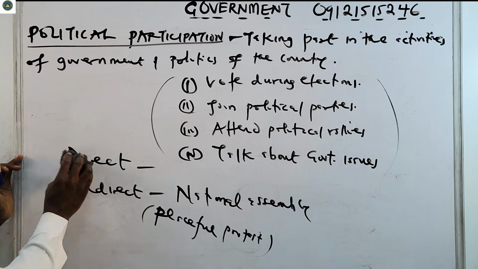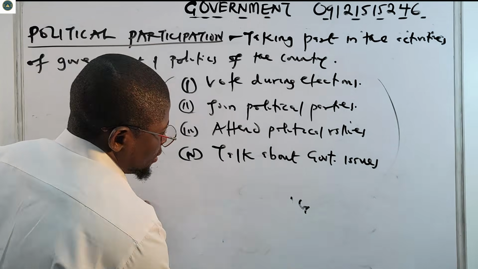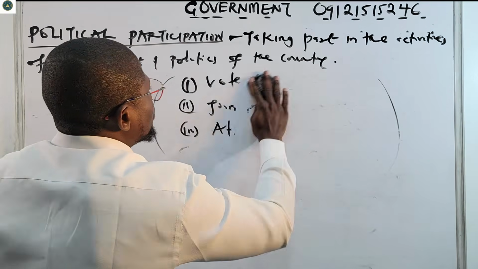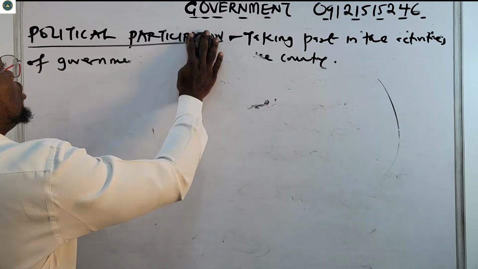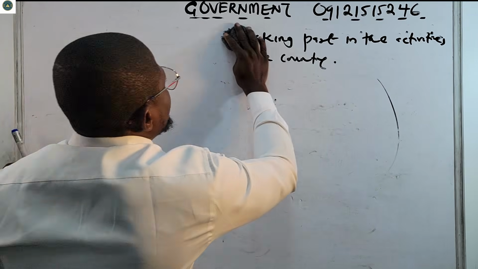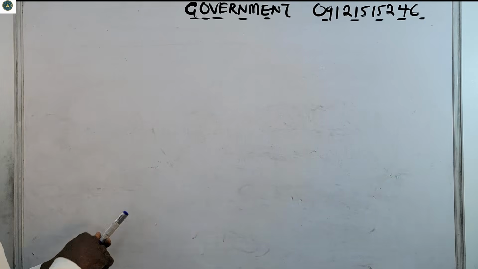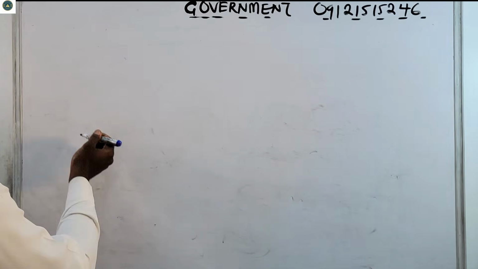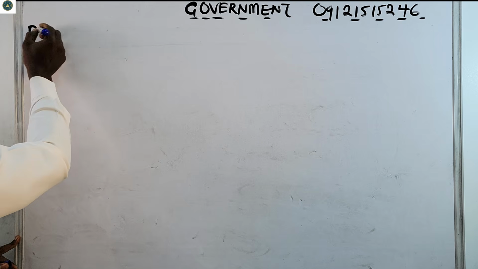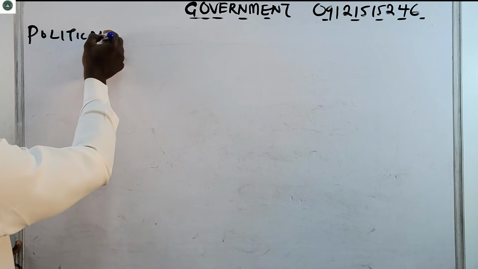All right, so please let us now quickly look at the last part. I know I've taken a lot of time. So let's look at political culture. We say socialization is a transmission of political culture from generation to generation. So let's look at political culture.